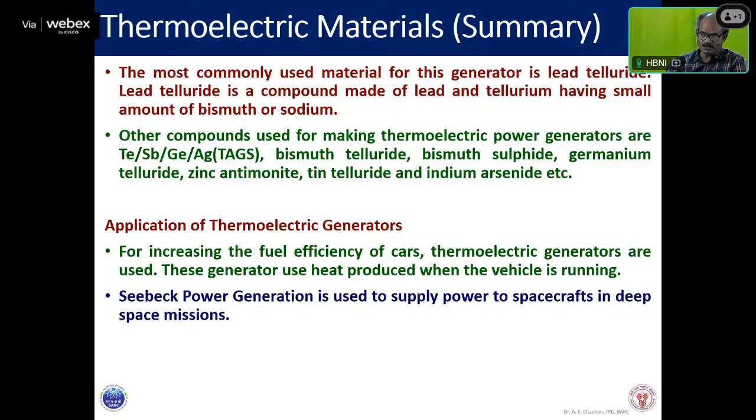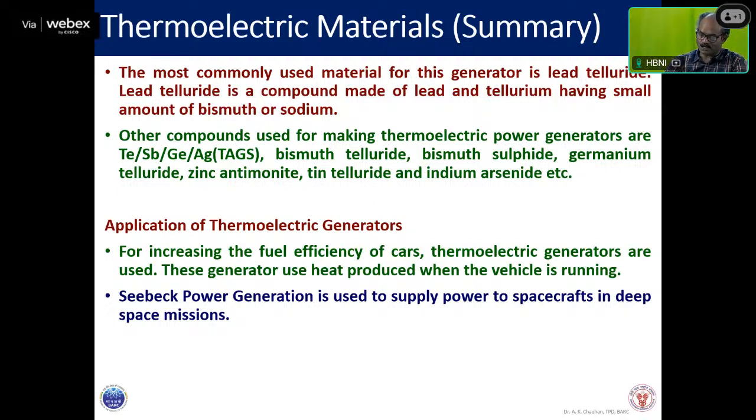So one can use that heat which is otherwise going waste. Then seabed power generation is used to power supply to spacecraft in deep space missions. In deep space missions, like if you have a spacecraft which is going much beyond the sun, then you cannot use solar cells because there is no solar radiation. It is in deep space beyond our solar system. So you cannot use solar cells.